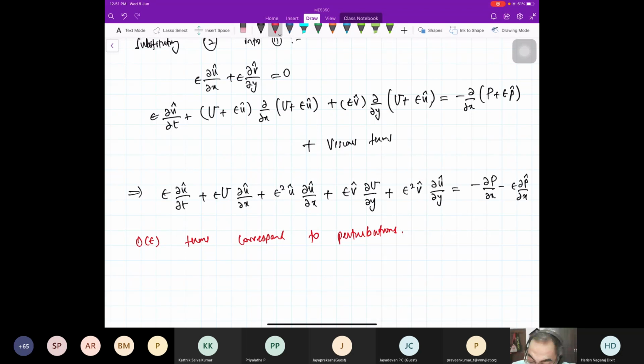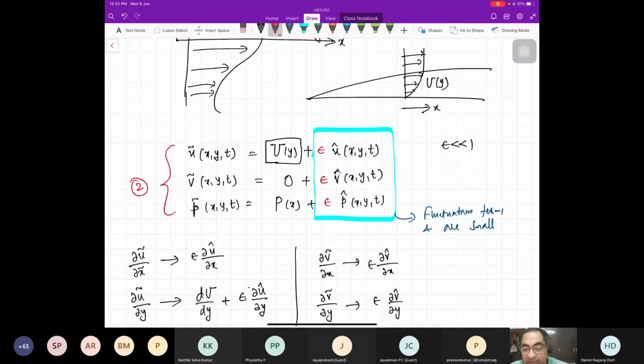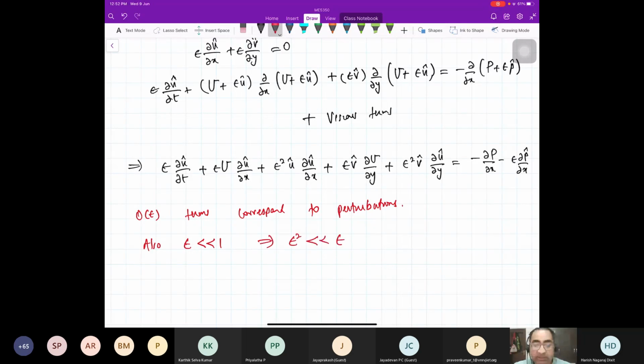Okay. If I set epsilon equal to 0, then I will basically get only the mean flow because there are no perturbations at all in this, correct? So I am only looking at the first correction to the perturbations. Also, epsilon is much smaller than 1, which implies epsilon square is much smaller than epsilon. So any terms which appear as a product of perturbations are negligible.